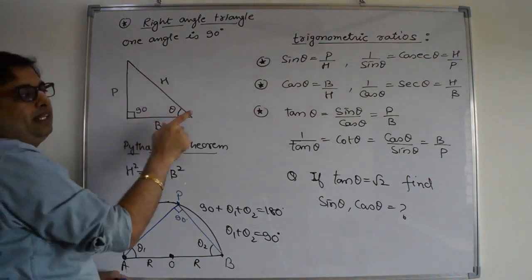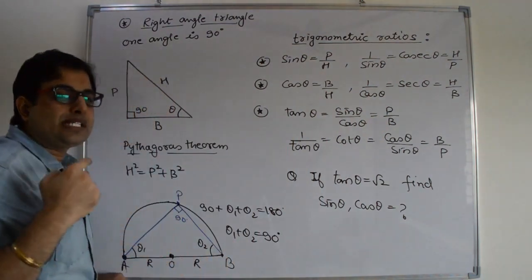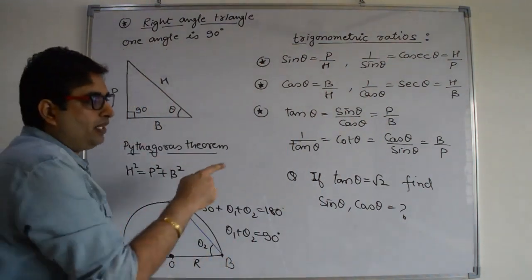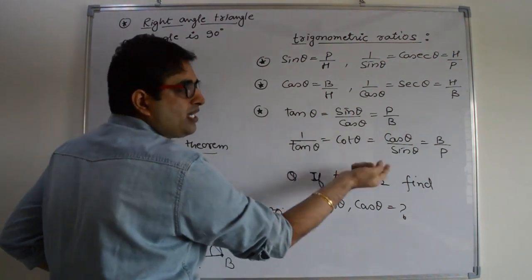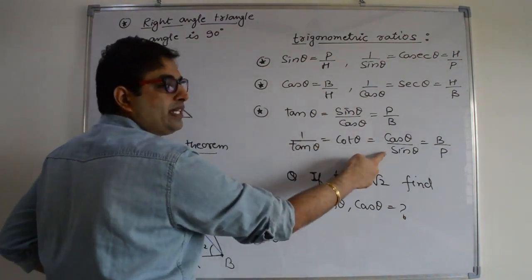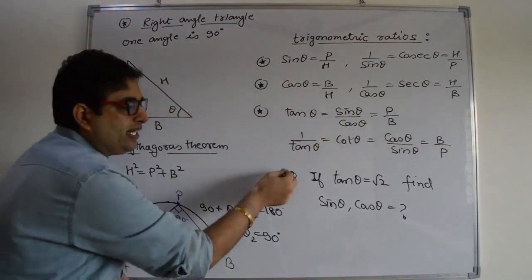P by B. It is perpendicular upon base, and it is also equal to sine theta by cos theta. 1 by tan theta is known as cot theta, and cot theta is the inverse: cos theta divided by sine theta, or base upon perpendicular. Let us take a simple example.